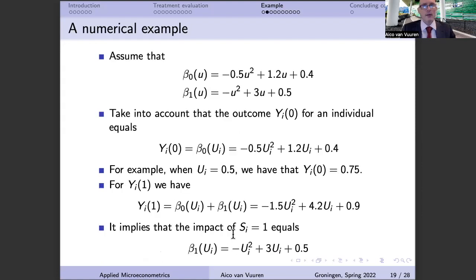Then the next thing we can do is define beta 0u and beta 1u. I'm going to assume that they are both parabolas with different parameters. That immediately implies that, based on this, we can look at yi0 as well as yi1. They're defined to be equal to these things that we have over here, based on these restrictions. And we can even look at beta 1, which is now going to be equal to this thing that we have over here.